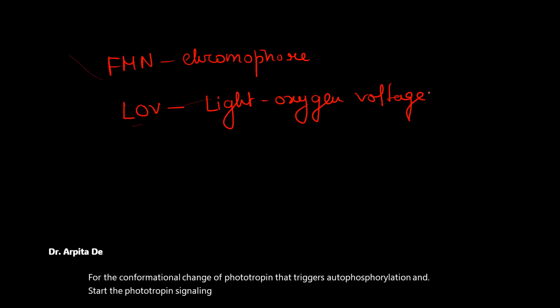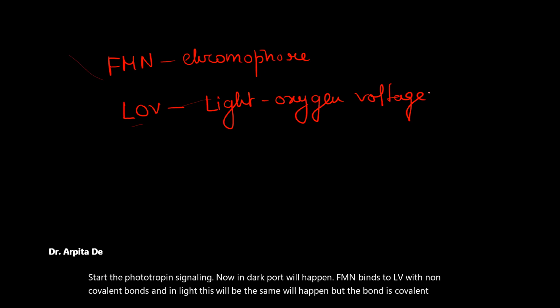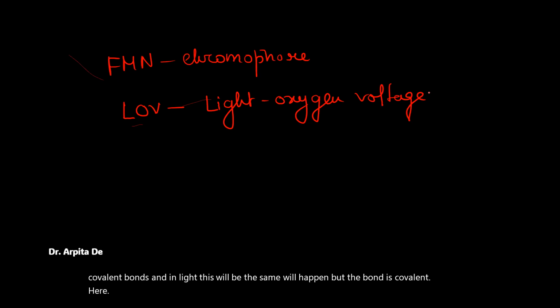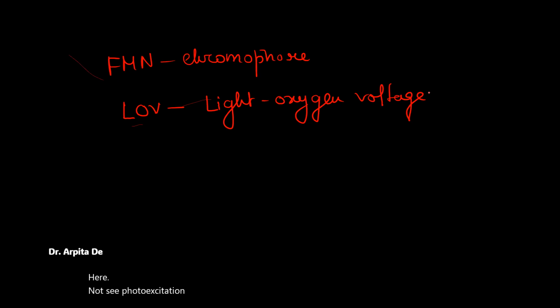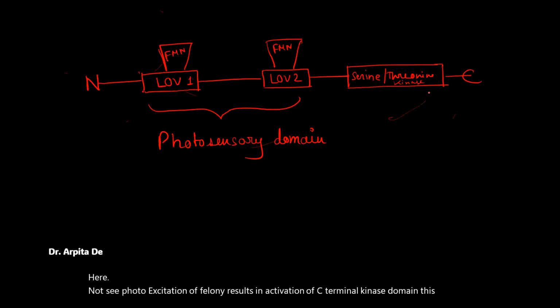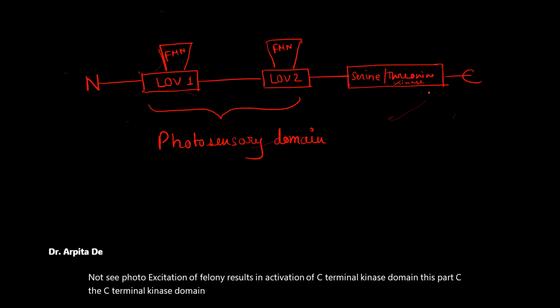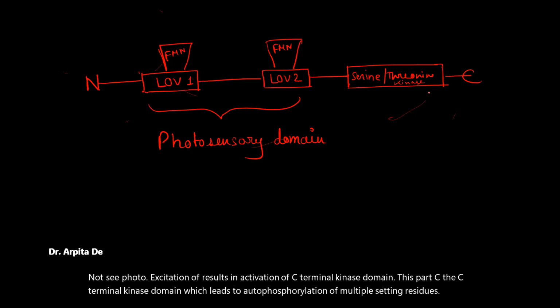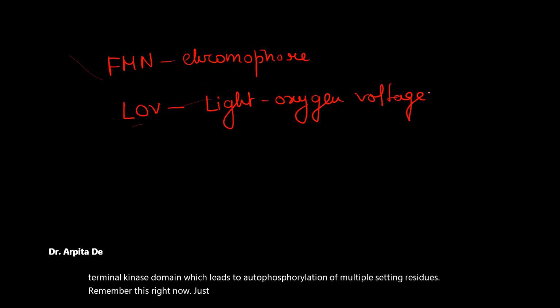Now, in dark, what will happen? FMN binds to LOV with non-covalent bonds, and in light, the same will happen, but the bond is covalent. Clear? Now, see, photoexcitation of LOV results in activation of the C-terminal kinase domain, which leads to autophosphorylation of multiple serine residues. Remember this, fine?